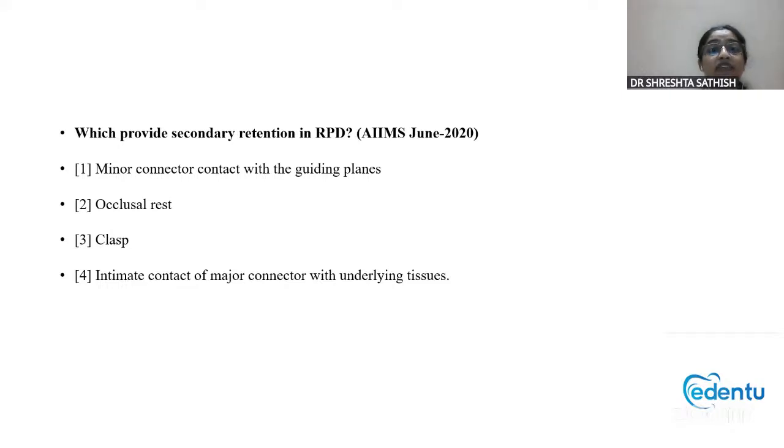Which provides secondary retention in RPD? Minor connector contact with the guide planes, occlusal rest, clasp, or intimate contact of the major connector with underlying tissues. Your clasp, occlusal rest, and your minor connectors are primary retention features in an RPD. They are not secondary retention features. Your secondary retention feature will be your intimate contact of your major connector with underlying tissues. The rest three are also retention features, but they are primary retentions.